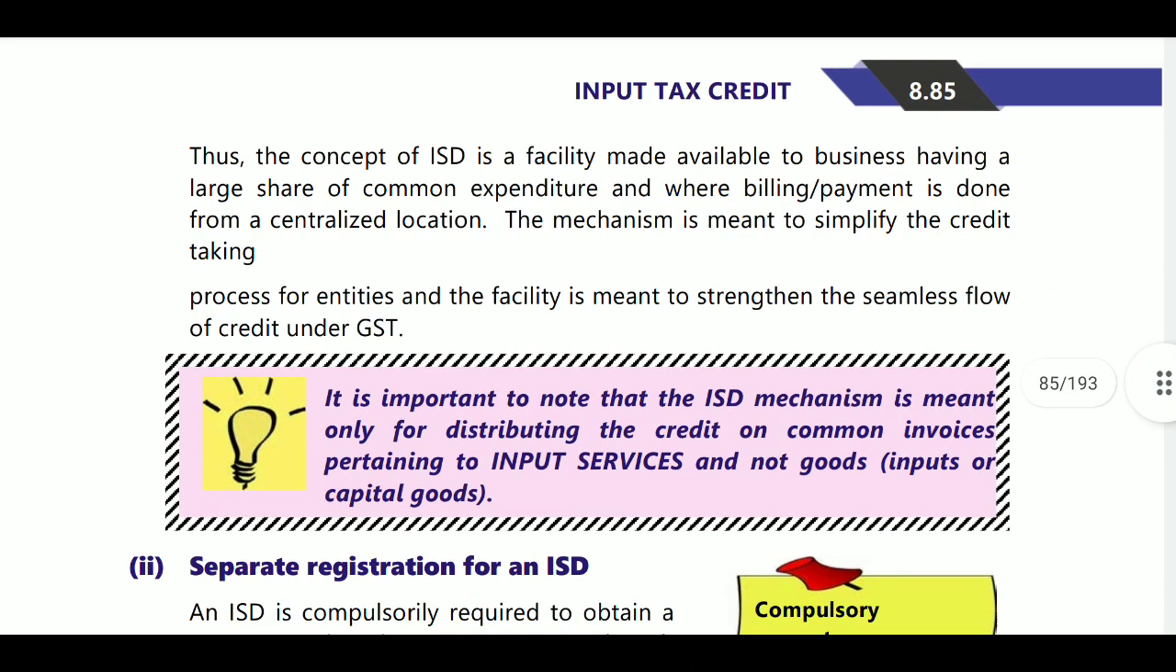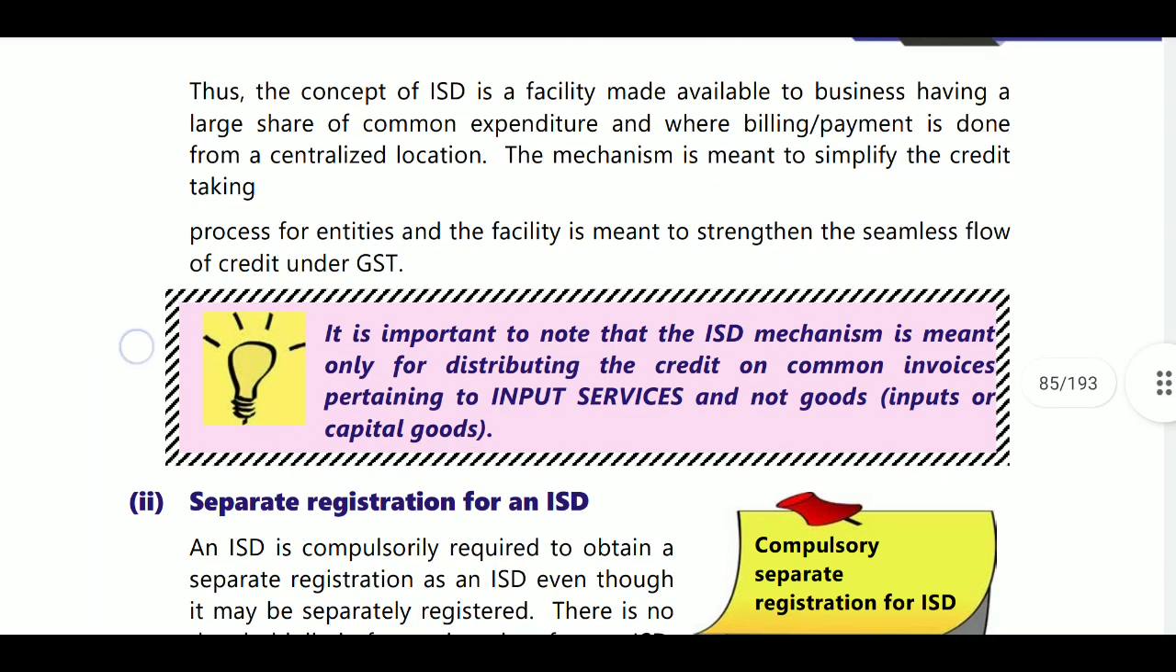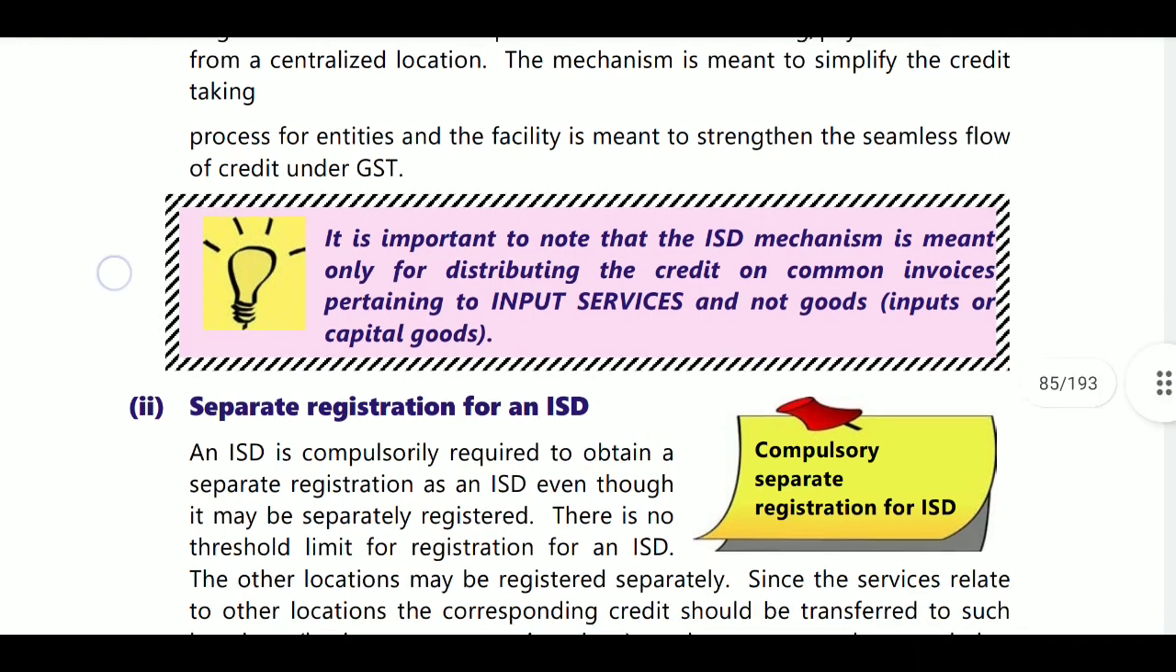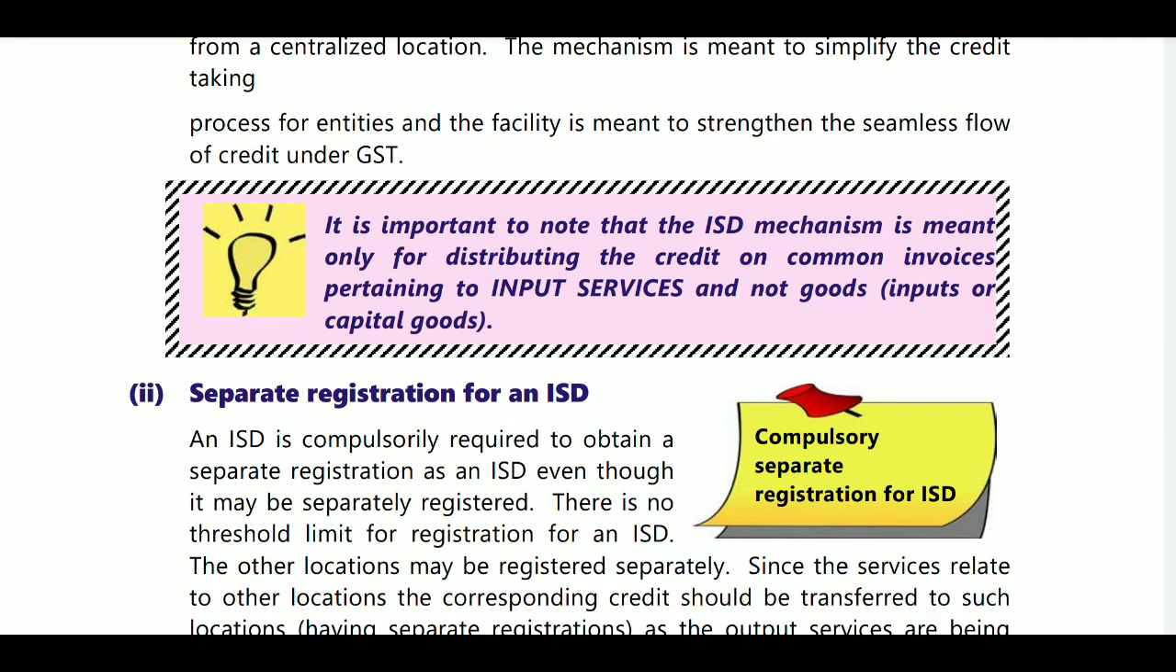This concept of ISD is a facility made available to businesses having large-scale common expenditure, where billing or payment is done at a centralized location. The mechanism is meant to simplify the credit taking. This facility is meant to strengthen the seamless flow of credit under GST. It is important to know that the ISD mechanism is meant only for distributing the credit on common invoices pertaining to input services and not for goods.